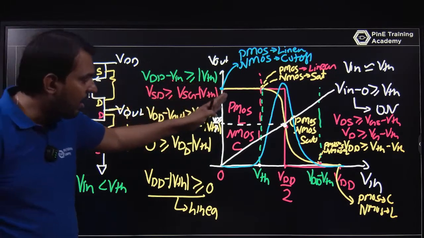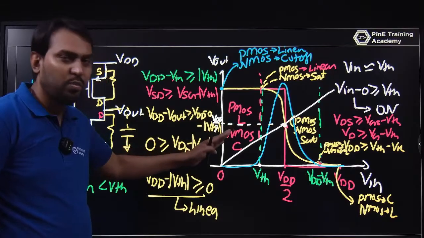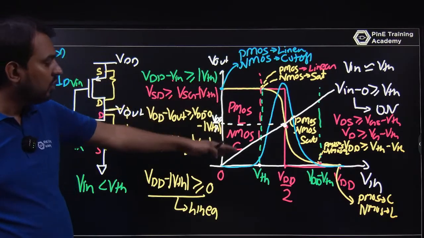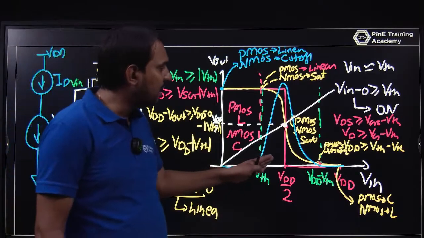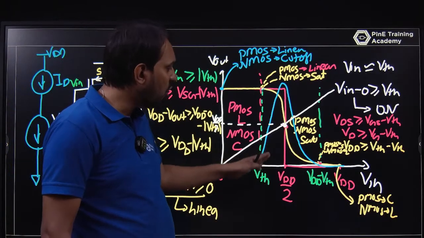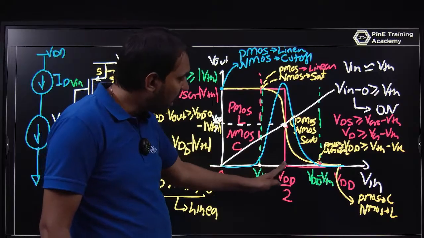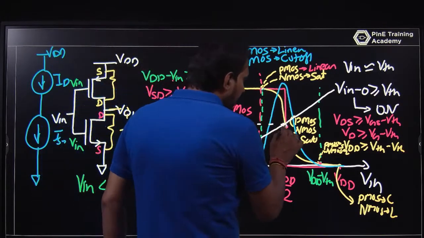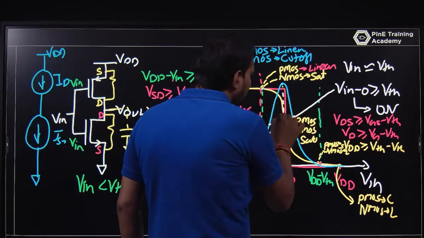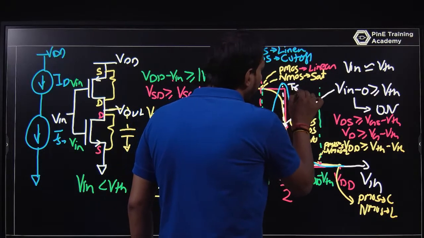If you have this region, with PMOS in linear and NMOS in cutoff, you will find nearly zero current, that is nanoampere current. If one is linear and one is in saturation, it will not provide that high current. If both are in saturation, you will find the maximum peak current. The point at which you find the maximum current is called the trip point.